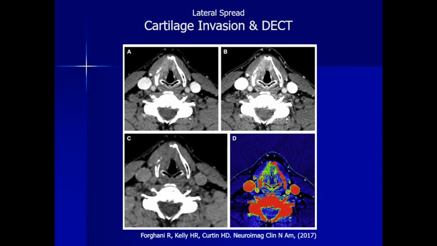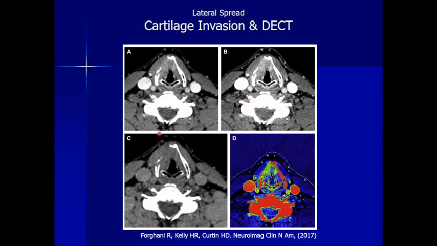But if you think you may have early cartilage invasion, you can also get a dual energy CT to help you make up your mind whether you think it's true or not. So I pulled these images from a really nice article from Thorgani, Kelly, and Curtin, showing how you can use dual energy CT to evaluate for cartilage invasion. So this is an obvious case, but it makes a very good point.